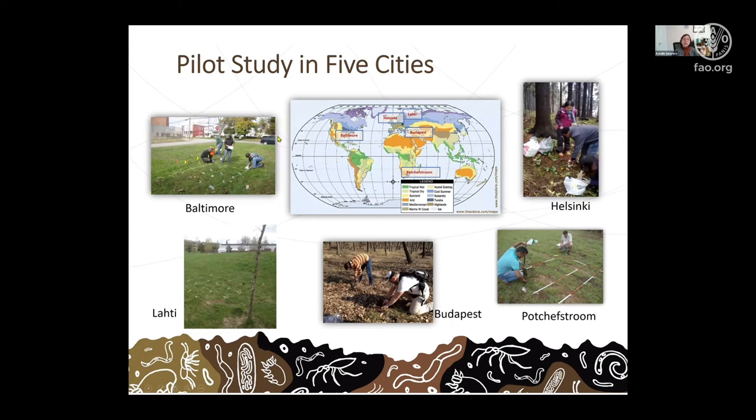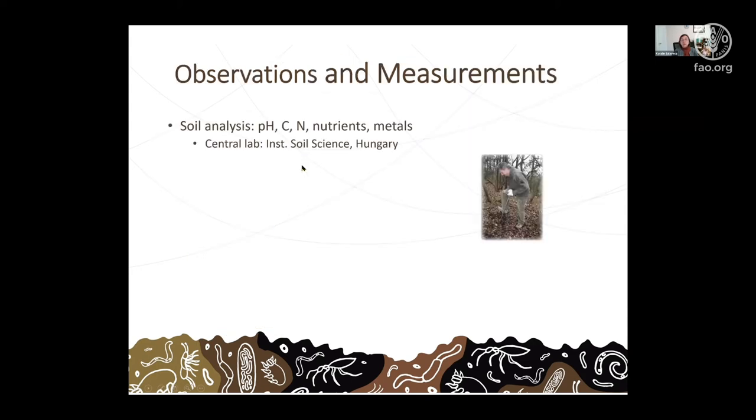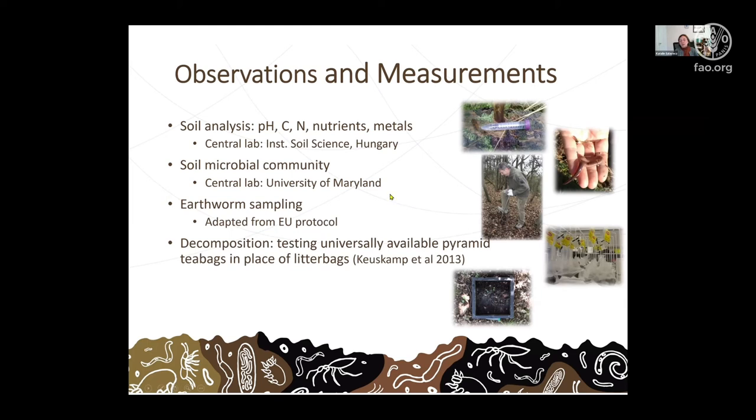The point in this case is that we did everything the same way: the experimental setup, the sampling, and the analysis. The data we were collecting were basic soil data on pH, carbon, nutrients, and so on. For biology, we looked at microbial community composition and earthworms. And for function, we were using tea bags, which nowadays are more frequently used as a proxy to follow decomposition and thus biological activity.